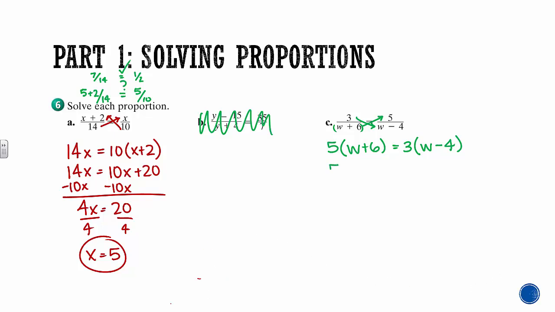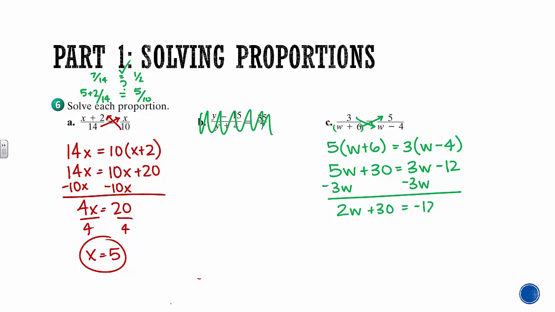So I'm going to distribute on both sides. And then this is why we did the solving stuff before we jumped into proportions, because you need it for all of this stuff. And then we have to subtract 30 from both sides. Watch your signs here. This gives me 2w equals a negative 42. And then if I divide both sides by 2, I end up with a negative 21.